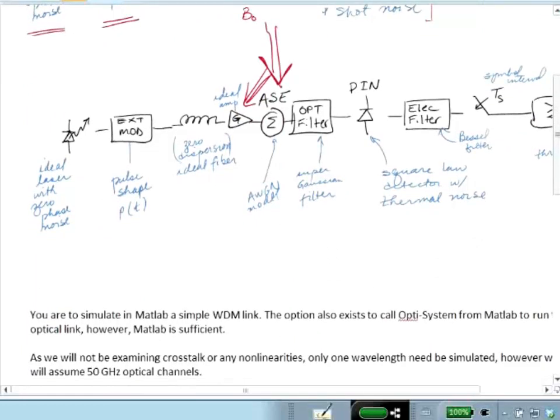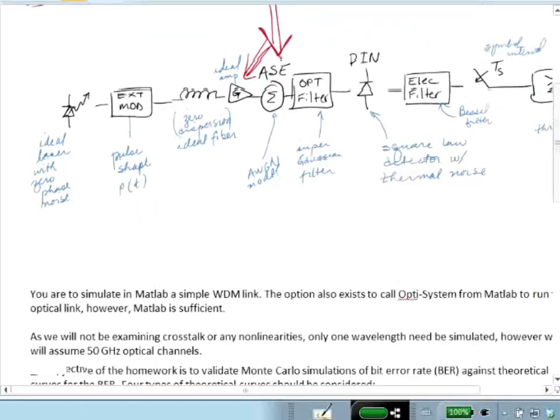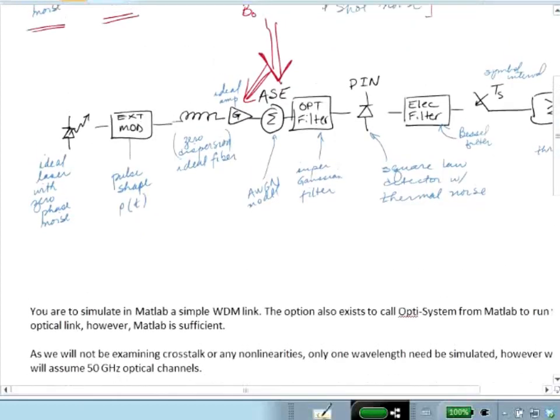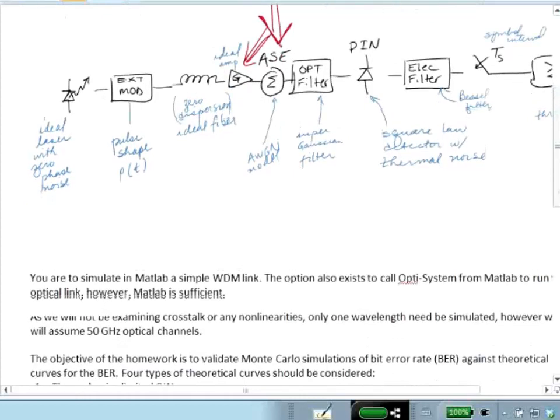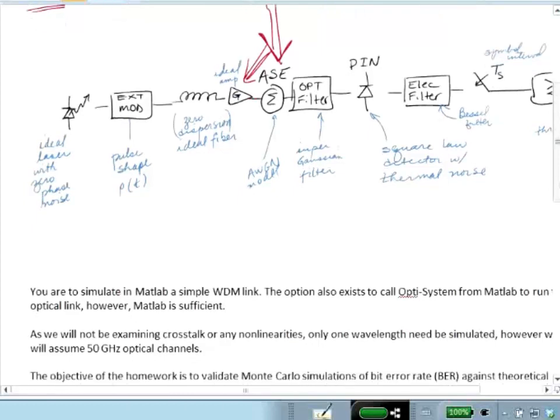If you're interested in also comparing it with OptiSystem, that would be great. I don't require that for the homework. If anybody does it, I'd be happy to have a look at it. They should give the same results. Like I said, I just want to get under the hood a little more about the normalization to make sure it's being done correctly, but this is a valid point even with OptiSystem.